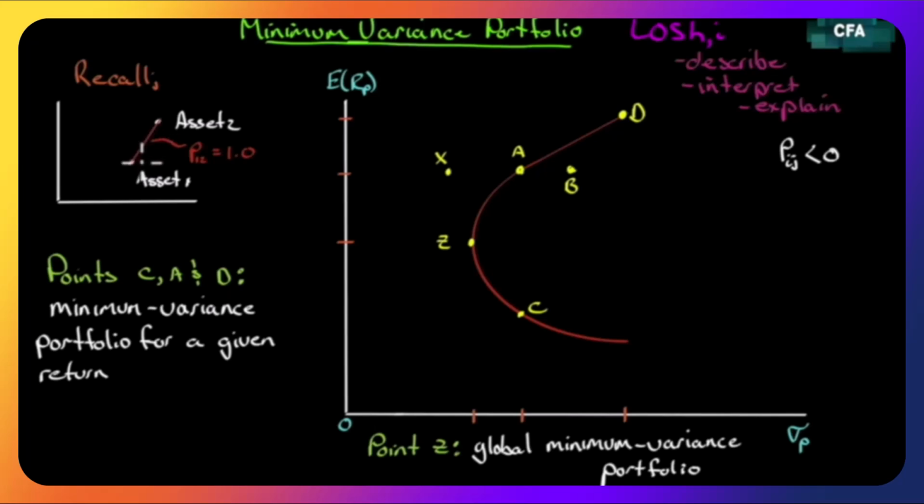Well, that's not what we want. We'd like to get more return for the same or less risk. That's the goal, right? Well, when they're perfectly correlated, you can just basically draw a straight line between the two assets. There's nothing interesting here.